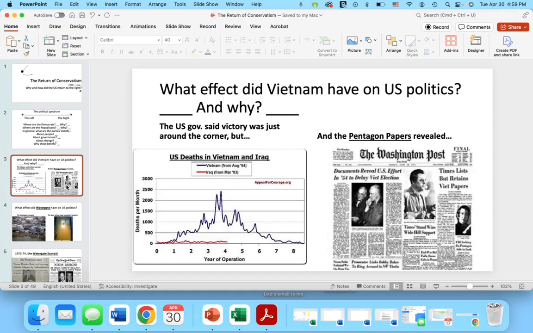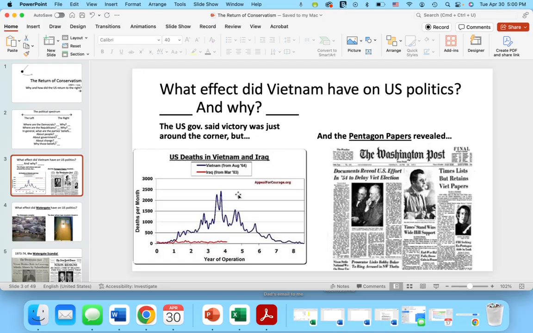So, why did the country swing to the right? Well, first of all, what happened in Vietnam? And what effect did Vietnam have on US politics? How did the government look? The US government said victory was just around the corner, but you remember the Pentagon Papers showed that that was not the case, and the government knew it, and the politicians were basically lying.